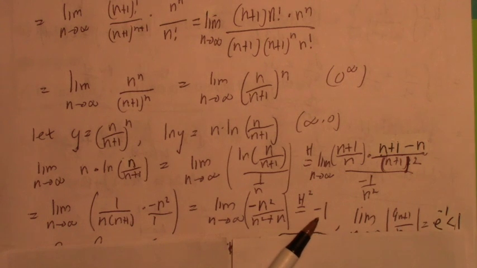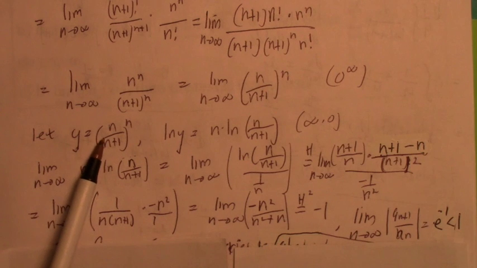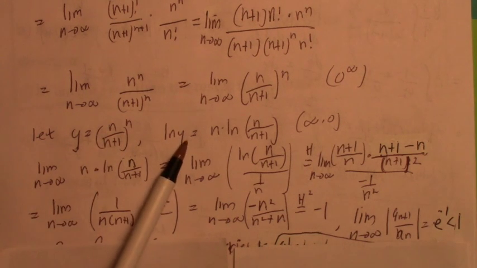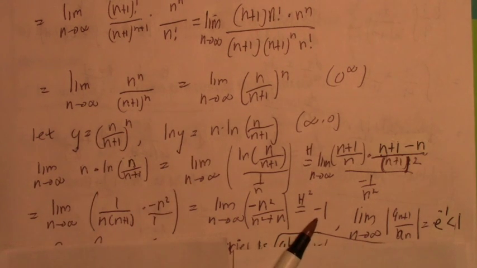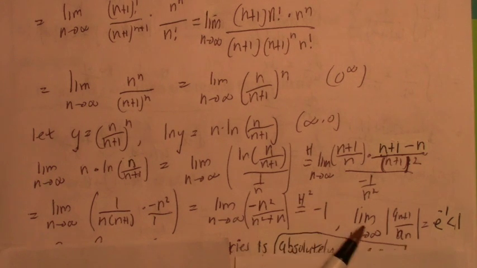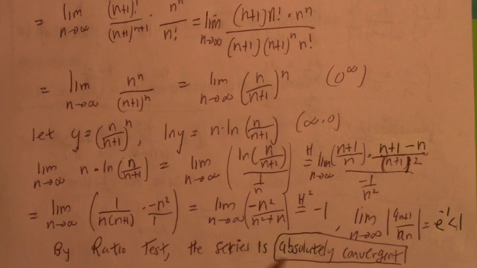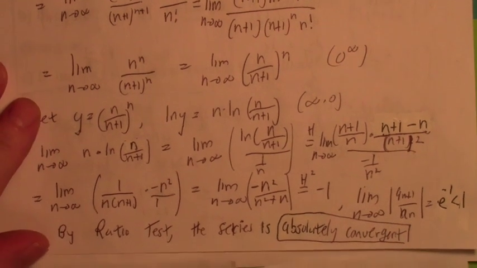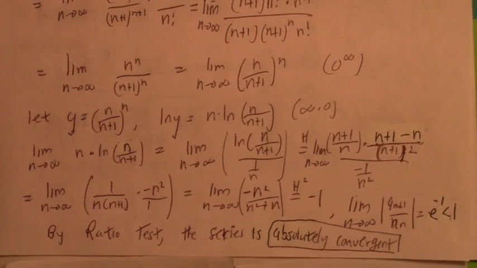You know why? Because the limit of the actual ratio, remember this is the log of, we took the limit of the log of the ratio. So if the limit of the log of the ratio is getting close to negative 1, the ratio is getting close to e to the negative 1, which is less than 1. So therefore, the series is absolutely convergent. It's quite a lot of work, isn't it?